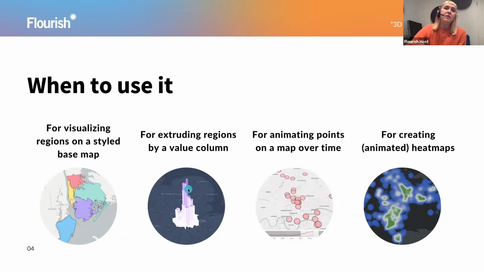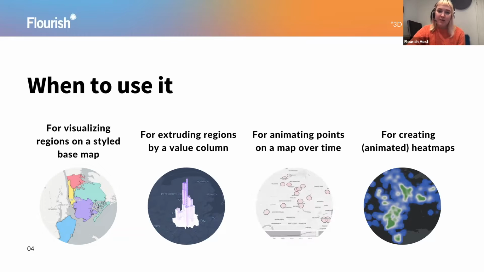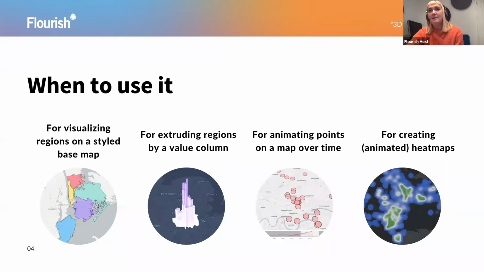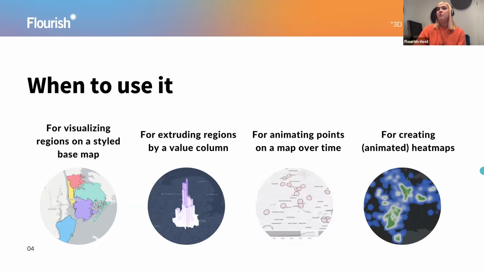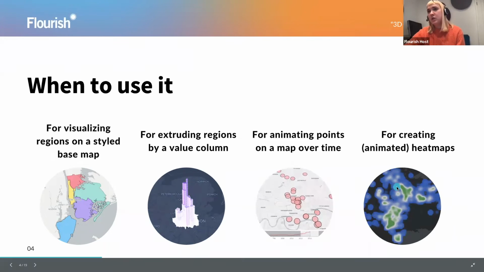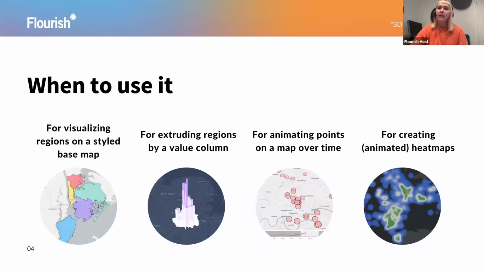So those that have higher prices will pop out in 3D more. Another thing that you can do with this advanced map template is animate points on a map over time, as we can see here, and as we just saw in the previous example. And finally, one of the newer features is that you can actually create heat maps.